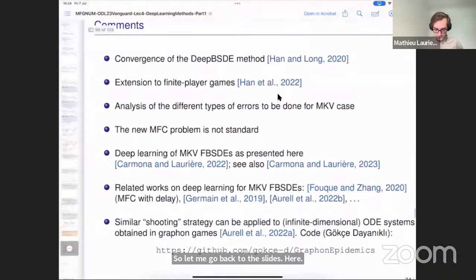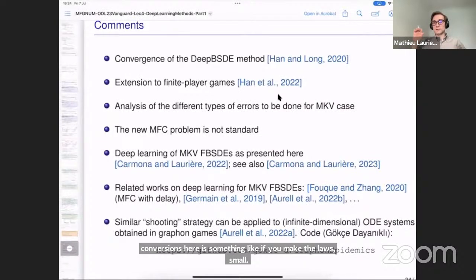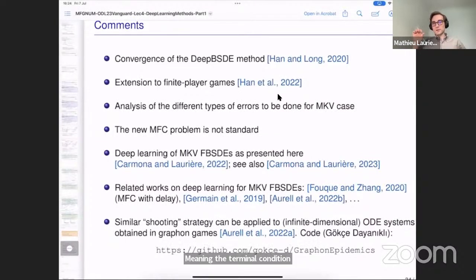Okay, so this was the example about convergence. There is a proof of convergence by Han and Long for the standard deep BSDE method, meaning non-mean field, and an extension to finite player games. What we mean by proof of convergence here is something like: if you make the loss small, meaning the terminal condition is almost matched, then you are approximately solving the FBSDE. But it's not a proof of convergence, for example, of stochastic gradient descent or other errors.